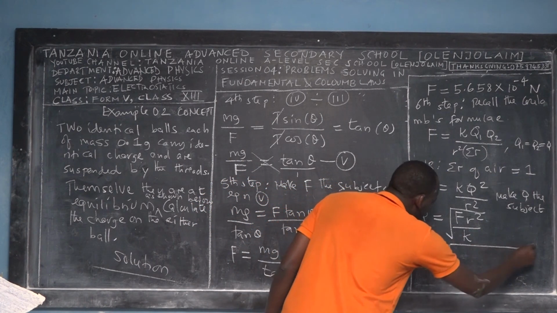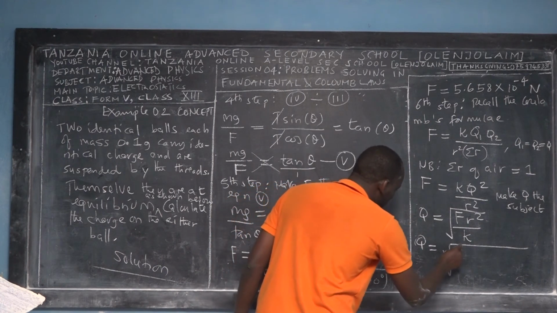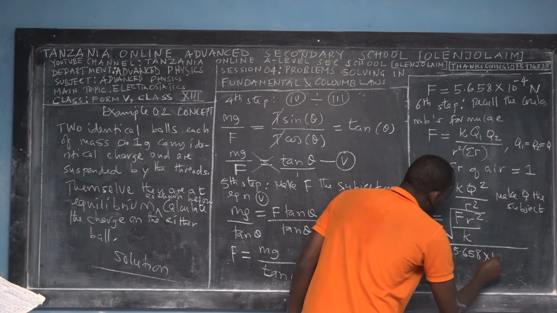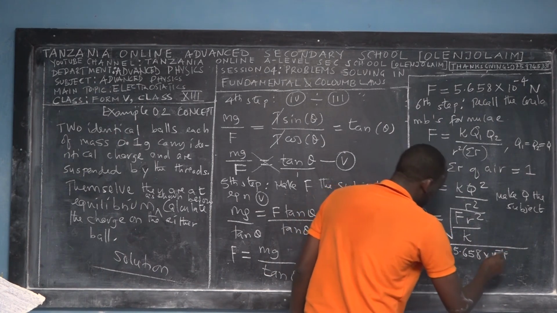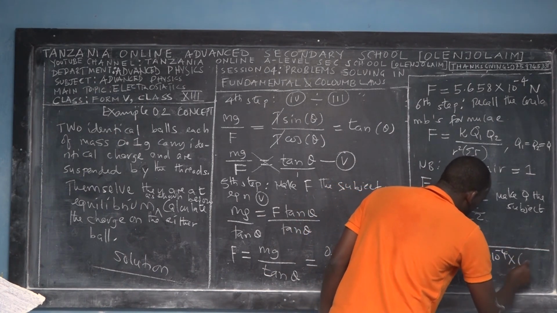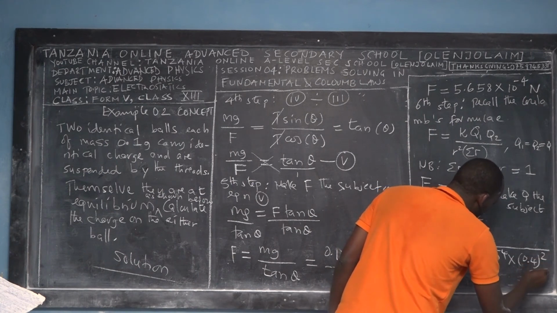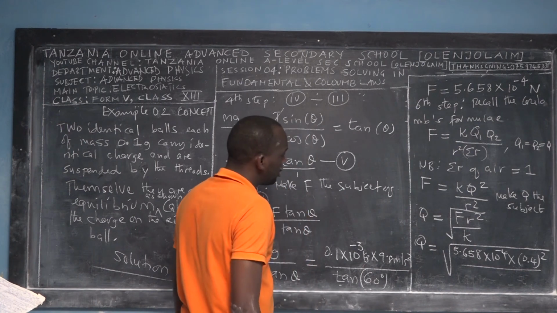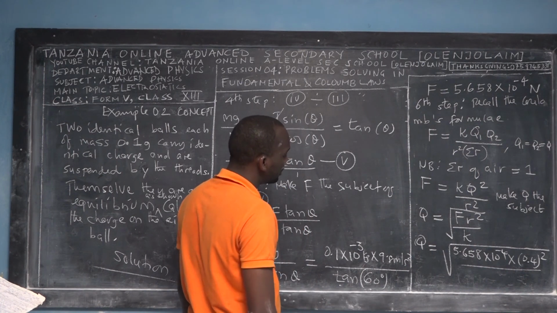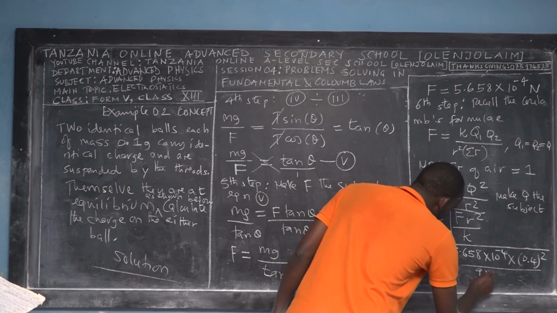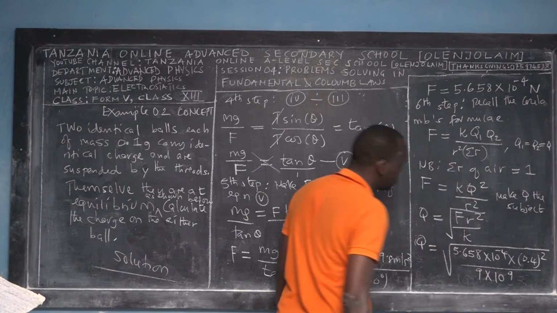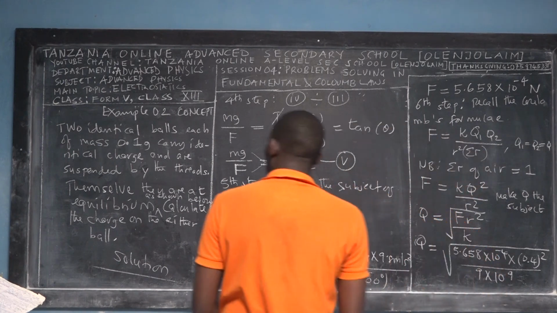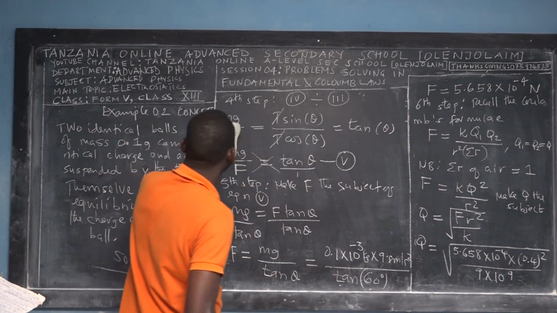So square root of force. Force is equal to 5.65 exponent negative 4, multiplied by the square of the distance, which is 0.4 squared, and then divided by K. What is K? It is 9 exponent 9. So use your scientific calculator to do the computation.